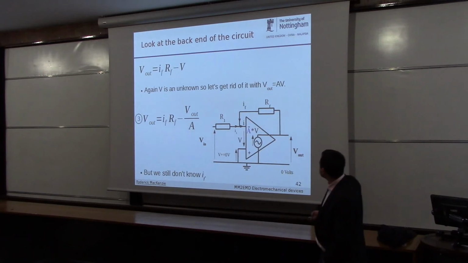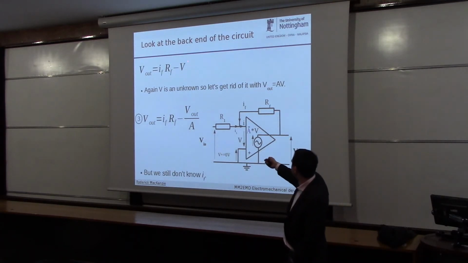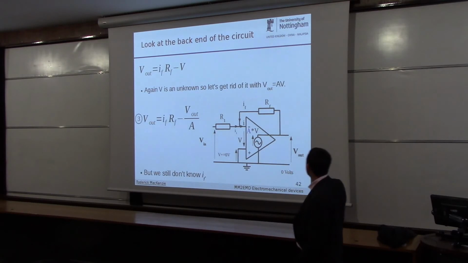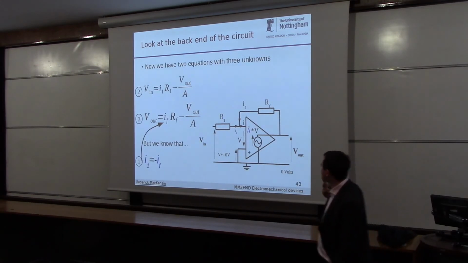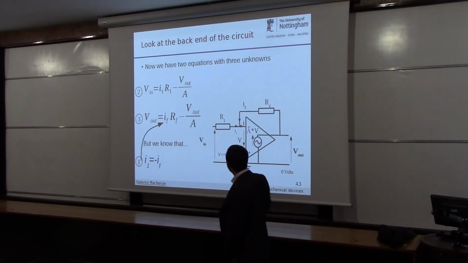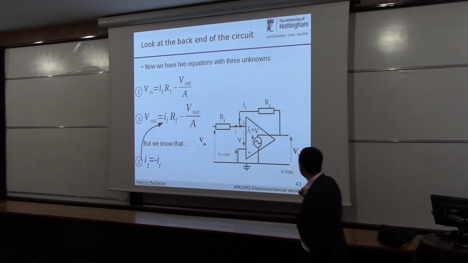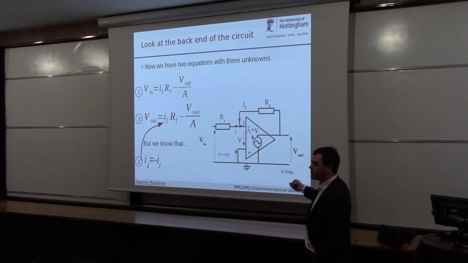And again, we've got this equation here, we've got V in of the operational amplifier is equal to V out, or V out equals A times V. So we can substitute that into this equation, and we get equation 3. So we've now got three equations. We've got one we derived by looking at this part of the circuit, one we derived by looking at this part of the circuit, and we also know the current going around this current node.